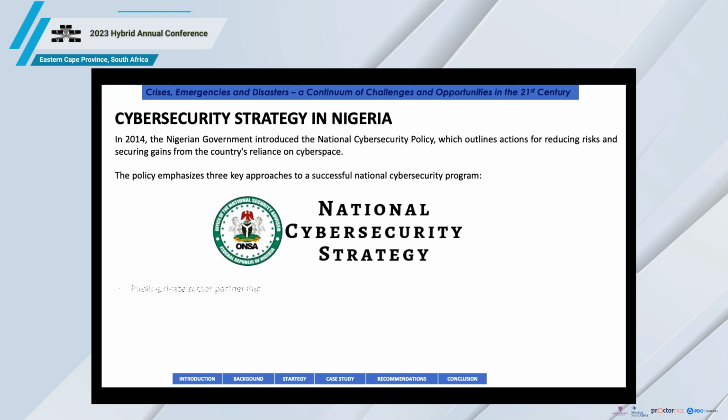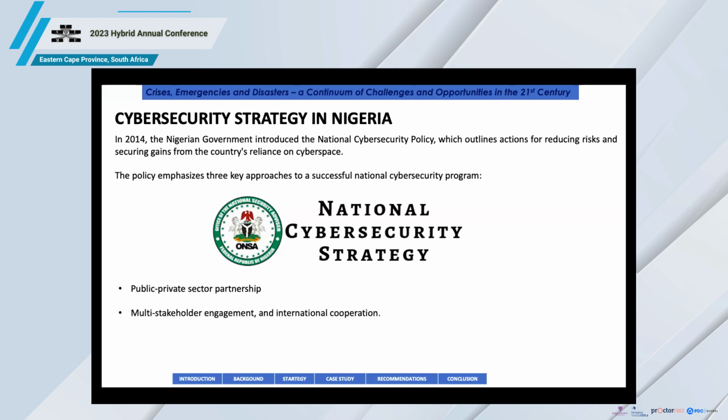Now, it actually emphasizes three key approaches. First, the public-private sector partnership, which means whatever data, whatever individuals they are sharing and using with the symbiotic relationship, they have to comply with the policies in the cybersecurity strategy.